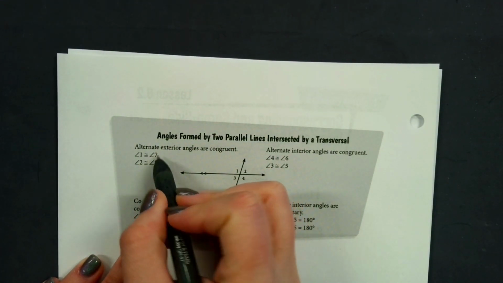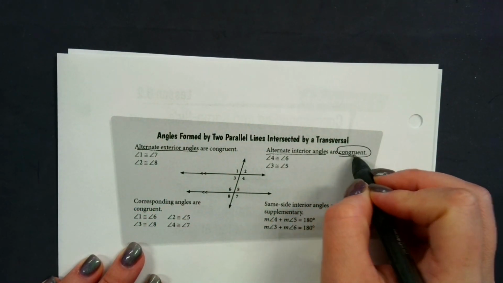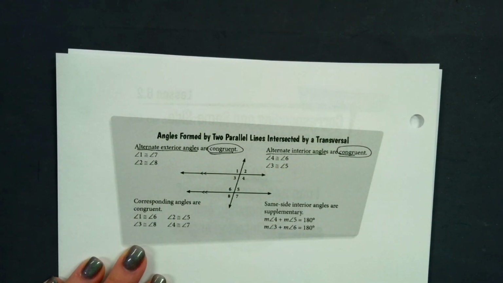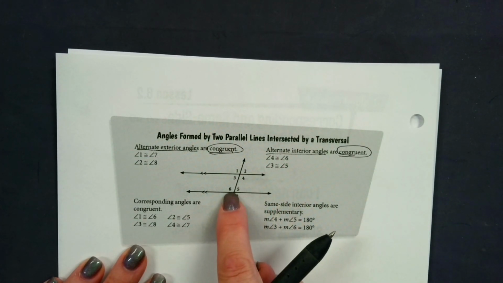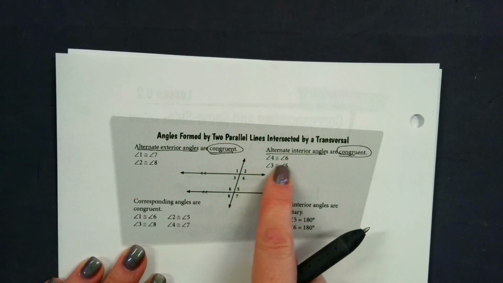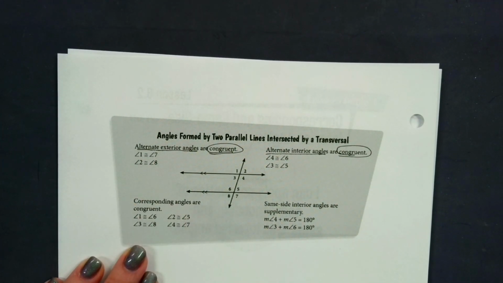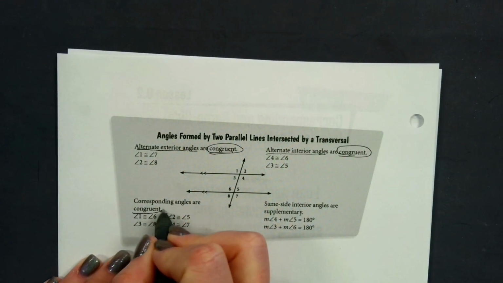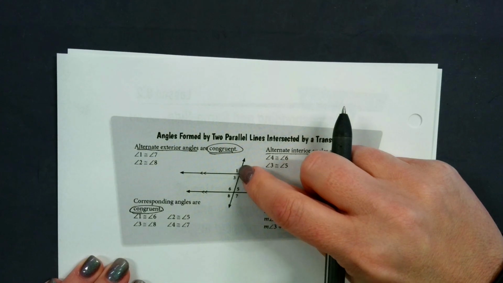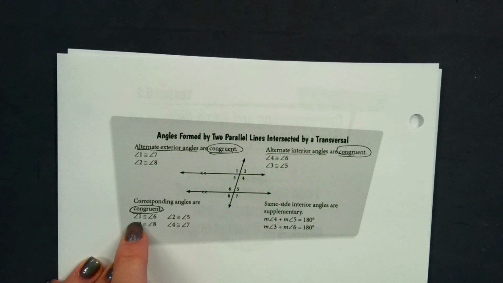So we've already talked about alternate exterior angles and alternate interior angles. And we know they are congruent. Congruent meaning what? The same. So they measure the same. So I can set them equal to each other. Angle 4 measures the same as angle 6, so I can set them equal to each other. Angle 1 measures the same as angle 7, so I can set them equal to each other. Corresponding angles are also congruent. Corresponding meaning 1 and 6, 3 and 8. So I can set them equal to each other.